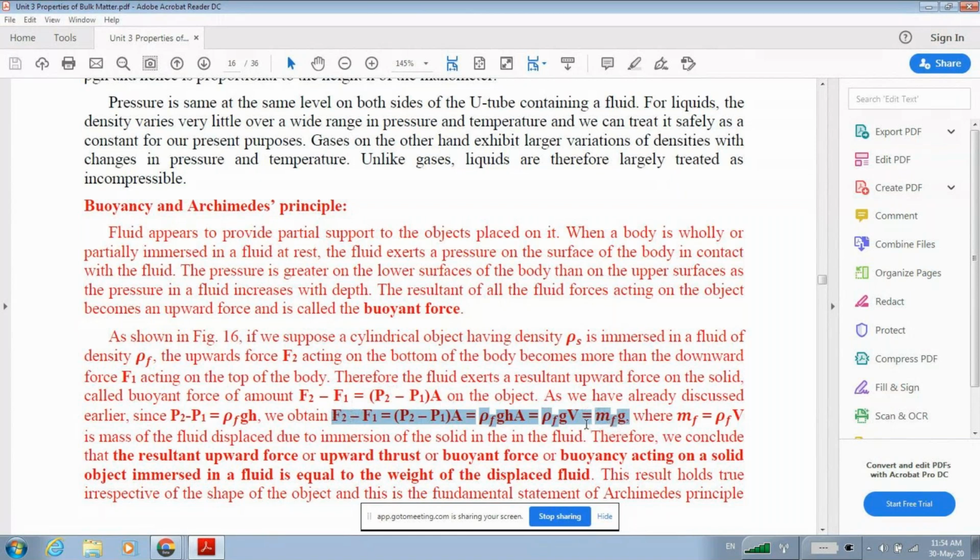Atmanadi. Yes, sir. So buoyant force is equal to weight of the displaced fluid.